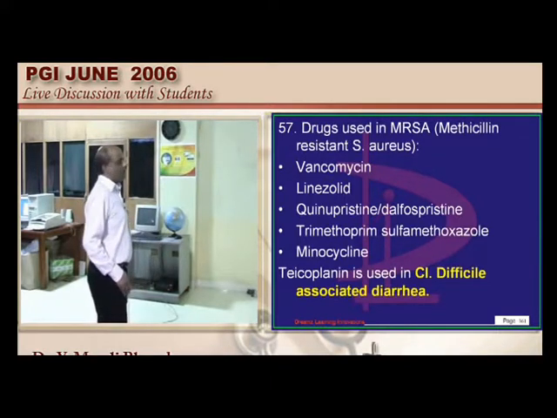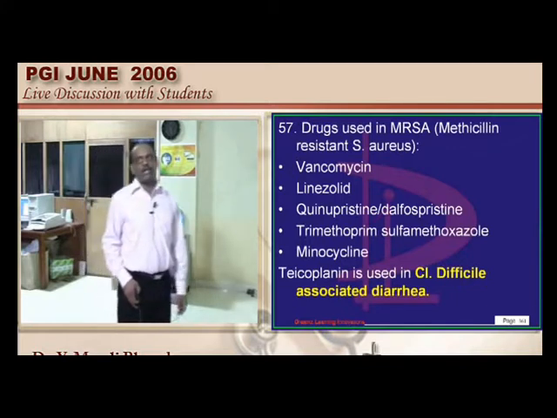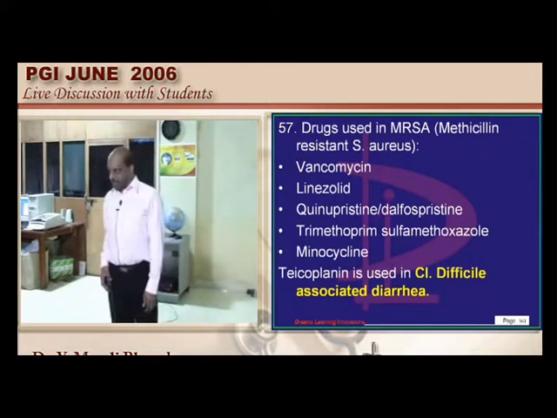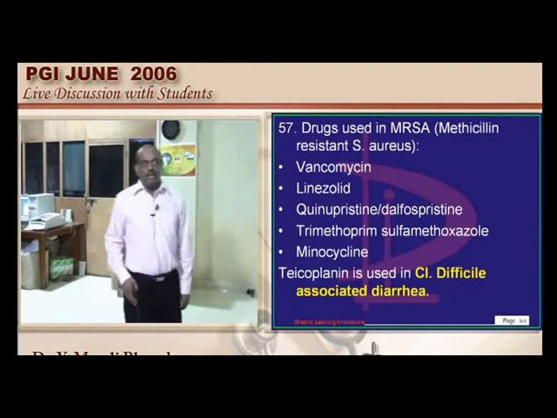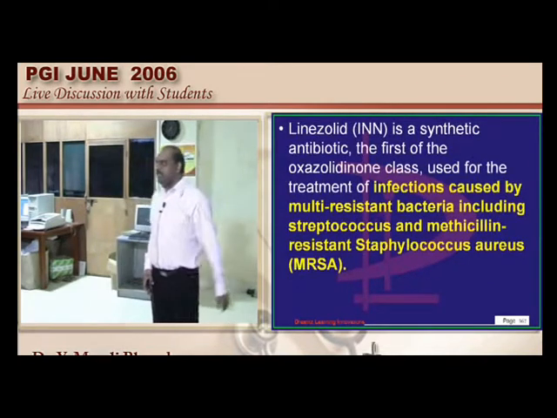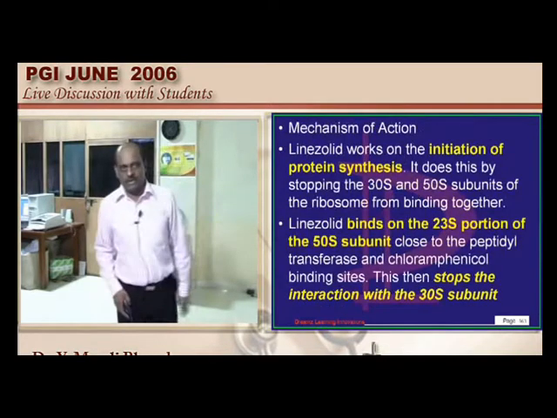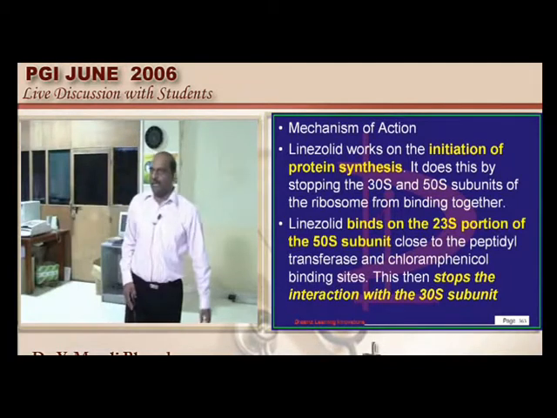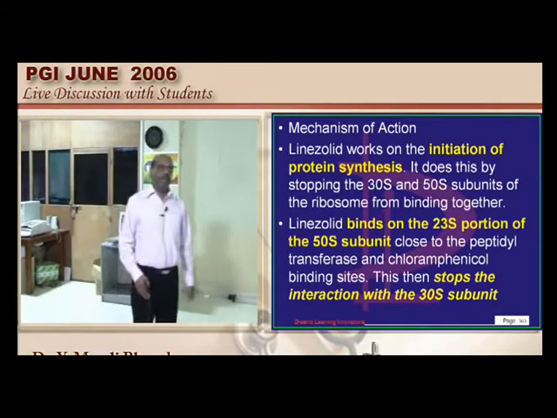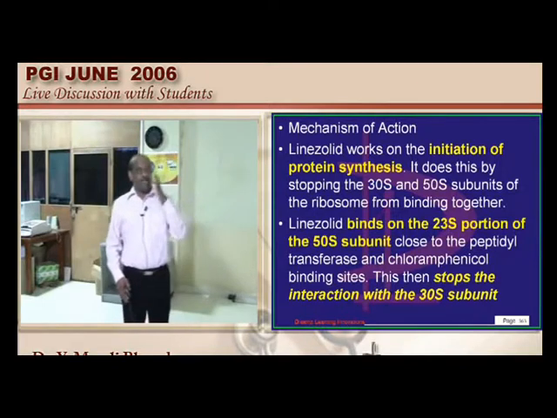One of the options given was teicoplanin. Teicoplanin is not used. Teicoplanin is used for the Clostridium difficile associated pseudomembranous colitis. Now let us have 1-2 comments about the mechanism of action of each of these anti-MRSA drugs, doctor. Common topic in exam. Let's talk about 1-2 comments on linezolid, because a lot of times confusion comes.